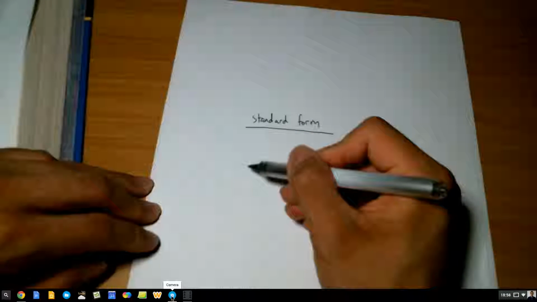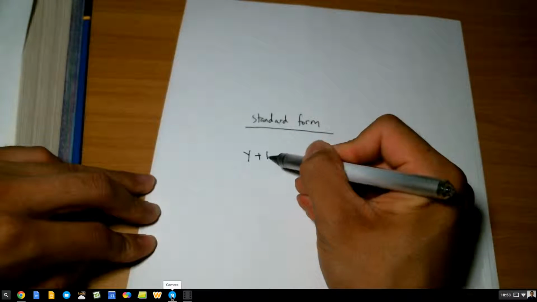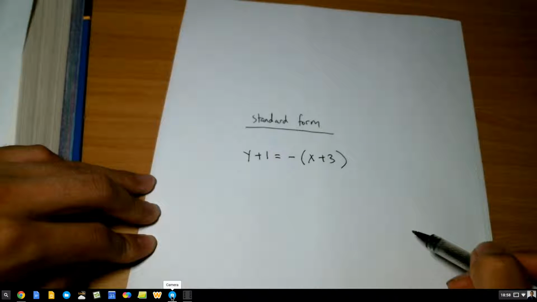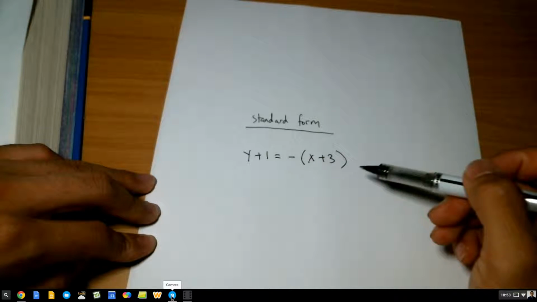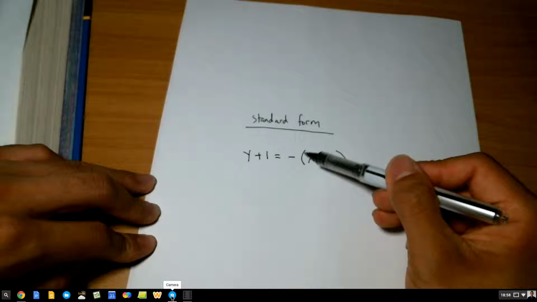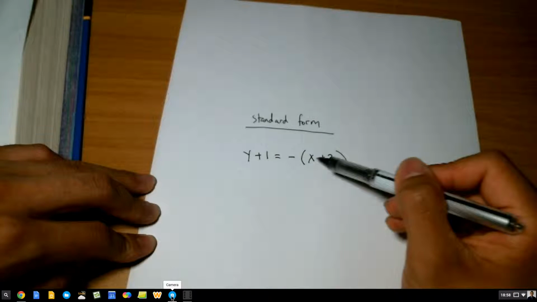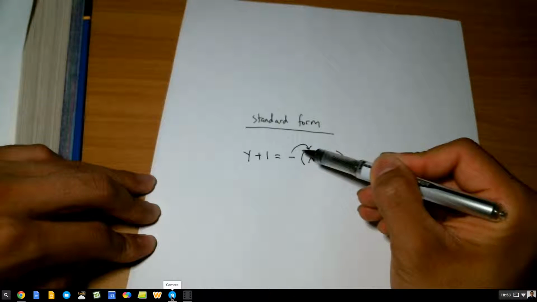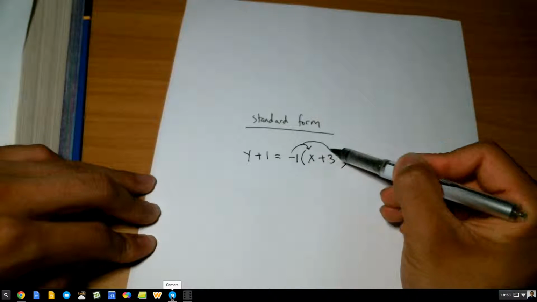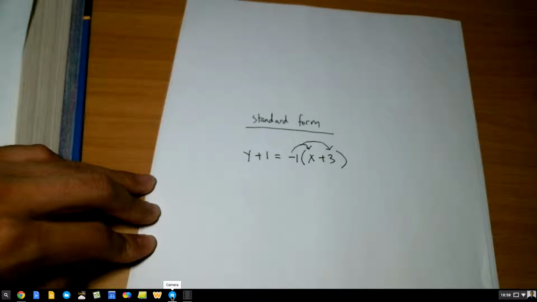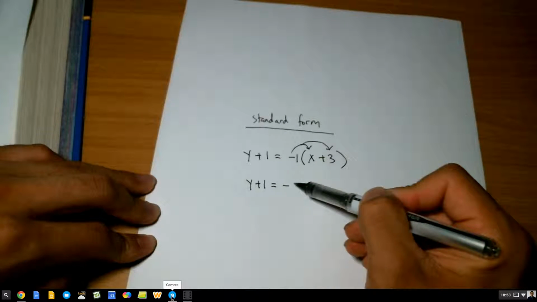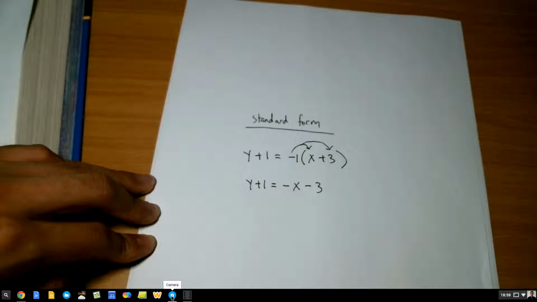So now let's look at number 12. So number 12 says y plus 1 is equal to negative (x plus 3). Okay, so criteria number 1, x and y have to be on the same side. But before we do that, let's get rid of this parentheses. It looks really ugly. So how do we get rid of it? We distribute the negative, you can think of a negative 1 here, into the parentheses. Okay, so we get y plus 1 is equal to negative x minus 3.